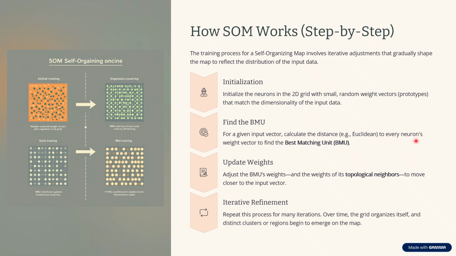Step 3 is updating weights. Once the BMU is found, its weights and the weights of its neighboring neurons are updated to move slightly closer to the input vector. Step 4 is iteration and refinement. This process repeats for many training cycles. Gradually, the map organizes itself. Neurons form clusters and similar inputs end up closer together. That's how SOM transforms scattered high-dimensional data into a structured 2D representation.